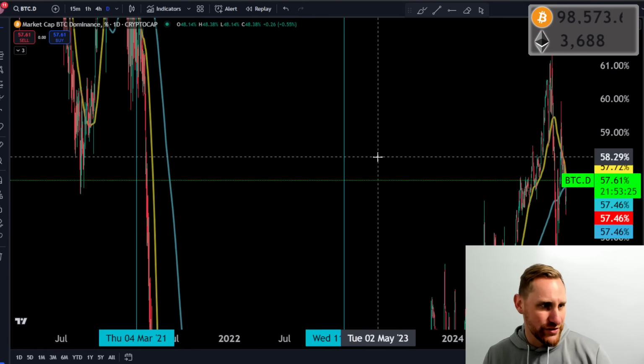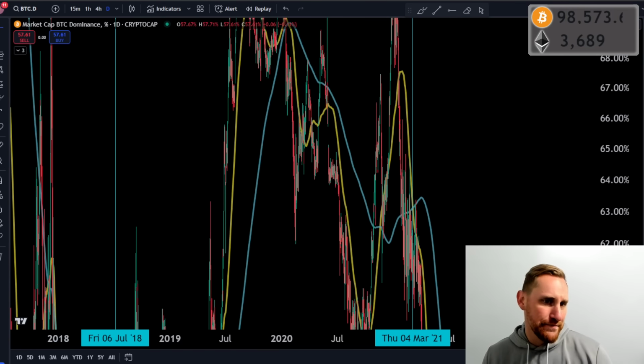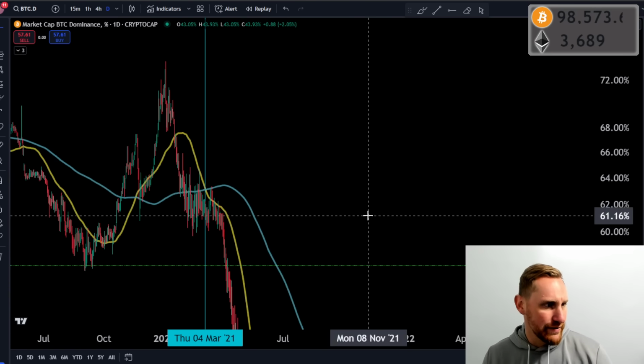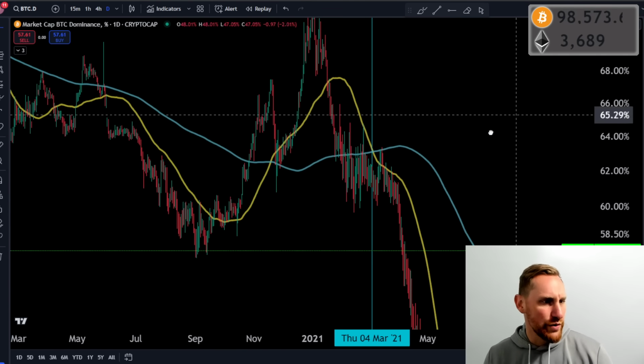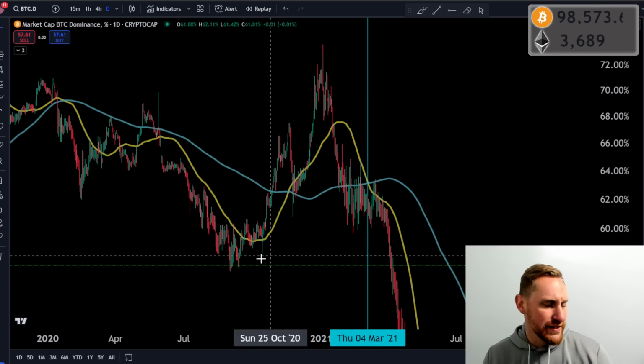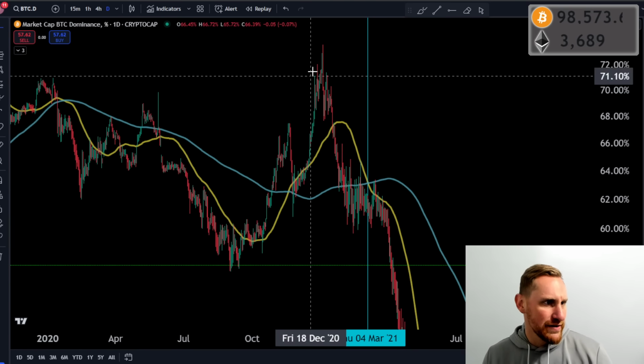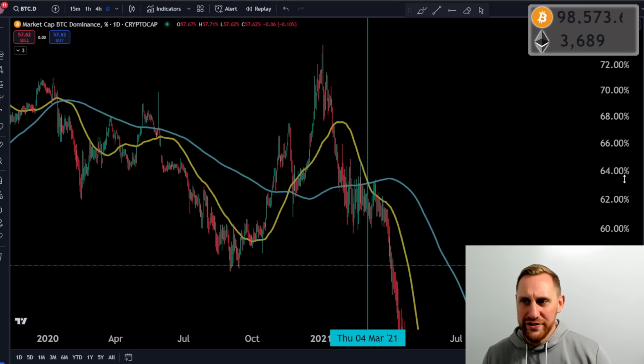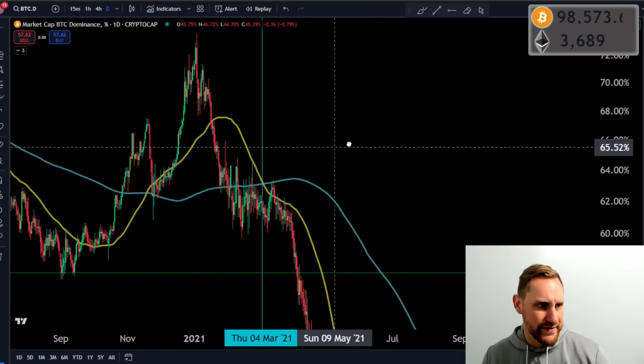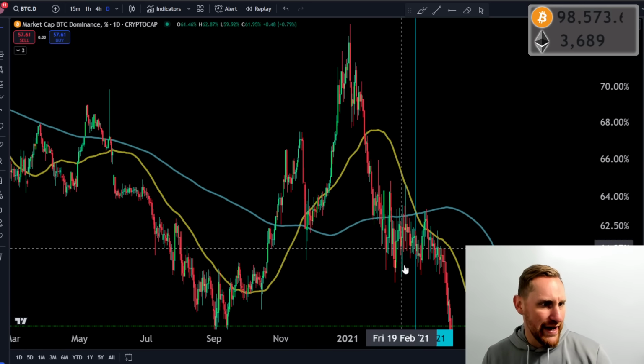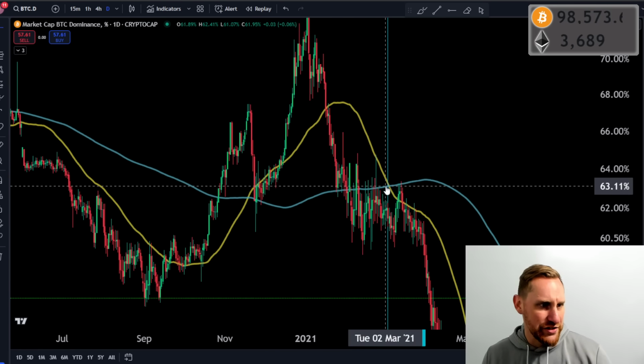So I wanted to go back to the two previous cycles and take a look. It's all about finding repeatable patterns. So here's 2021, right? And what you'll notice is dominance put in a big blow off top, very similar to what we just did back in November on dominance, and was coming down. And we actually got a death cross here in March of 2021.